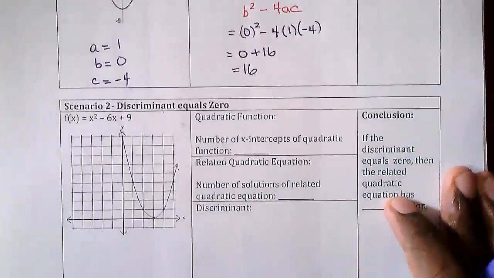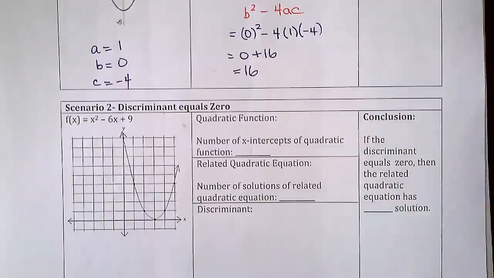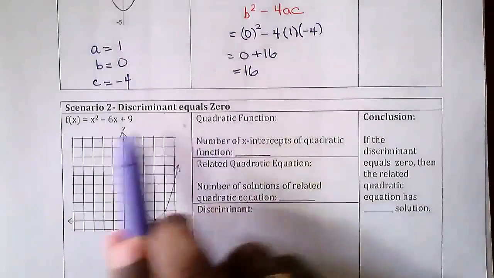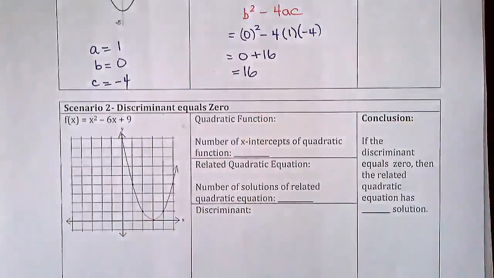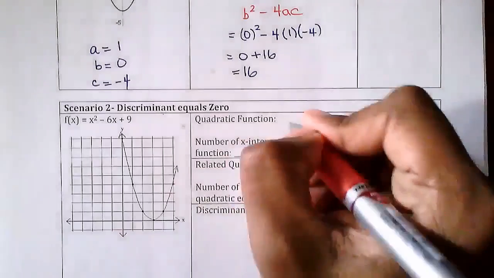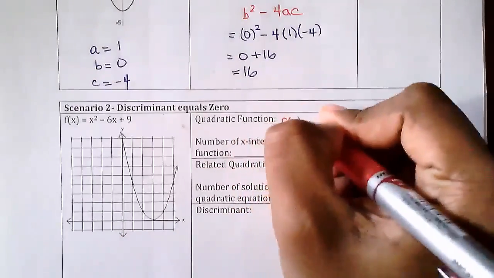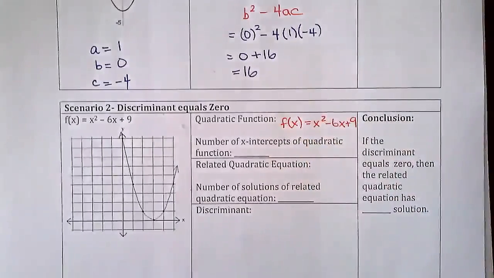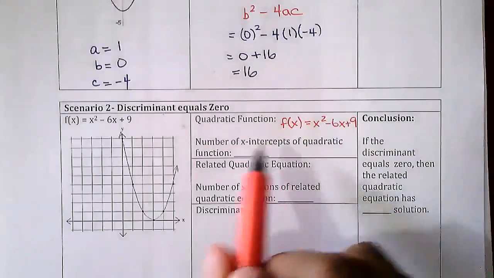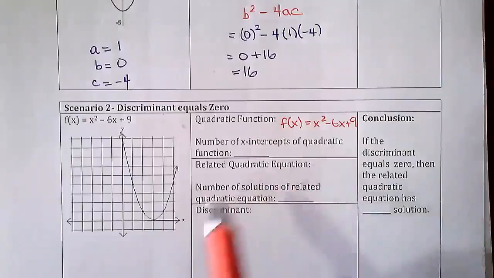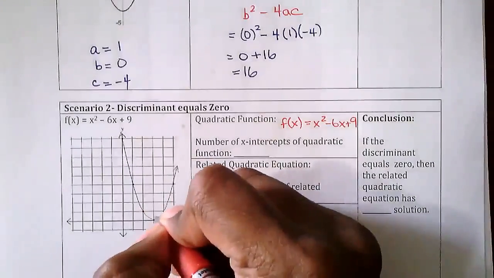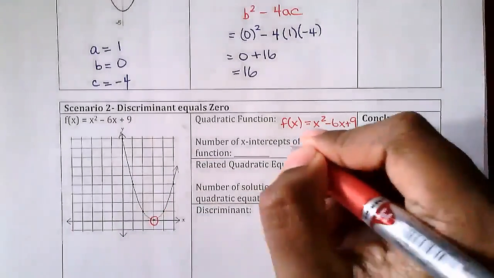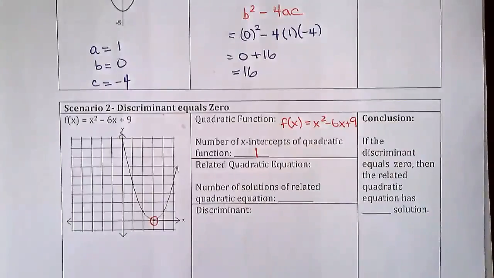Let's look at scenario 2, again working through the exact same material. So the quadratic function here is f of x is equal to x squared minus 6x plus 9. Let's take a look at the graph. How many x-intercepts does it have? Well, it only crosses the x-axis here, so it has one x-intercept.